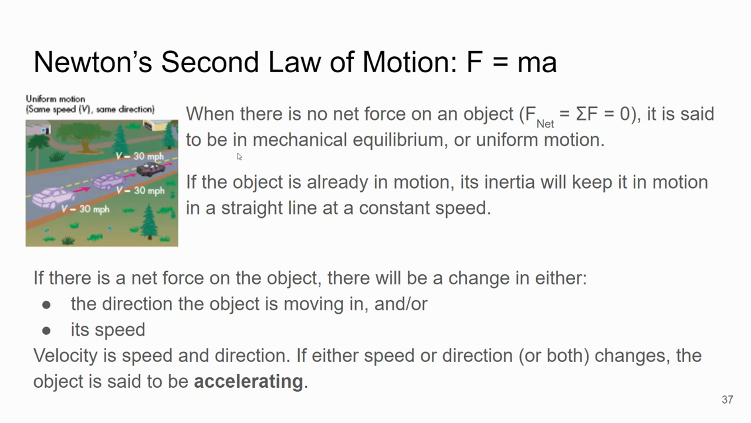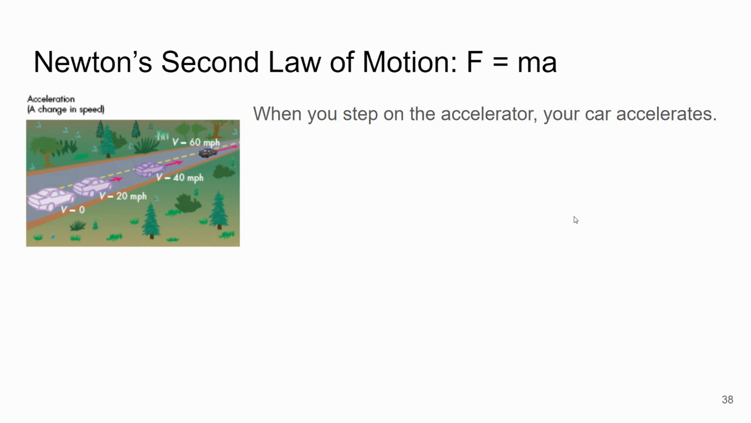So if we put a net force on this object, its motion is going to change. Either the direction that the object is moving in will change, or its speed will change, or both of those things will change. An object's speed plus its direction is called its velocity. Velocity is speed and direction. If either of those things or both of those things changes, then the object is said to be accelerating. That is what acceleration is. So when you step on the accelerator, which is another word for gas pedal, your car accelerates. Okay, you all knew that.